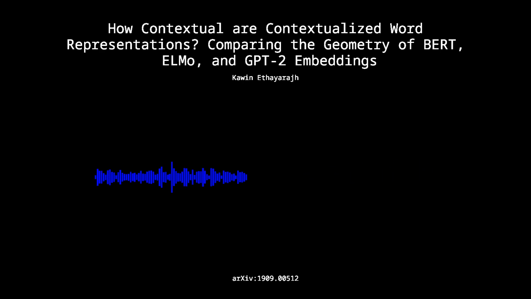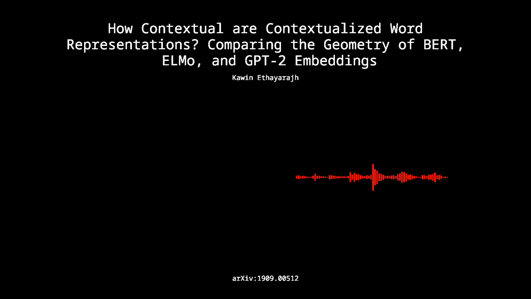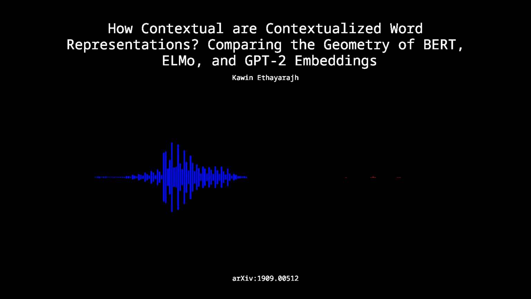We see models like BERT, ELMo, and GPT-2 achieve flawless performance on downstream NLP tasks. But the actual geometry of how they position words in high-dimensional space is remarkably poorly understood by the practitioners who deploy them every single day. So, welcome to the deep dive. Our mission today is to illuminate the internal geometry of these contextual models for you. We are unpacking Kawin Ethayarajh's seminal 2019 paper, How Contextual Are Contextualized Word Representations, comparing the geometry of BERT, ELMo, and GPT-2 embeddings. It's such a fascinating paper.